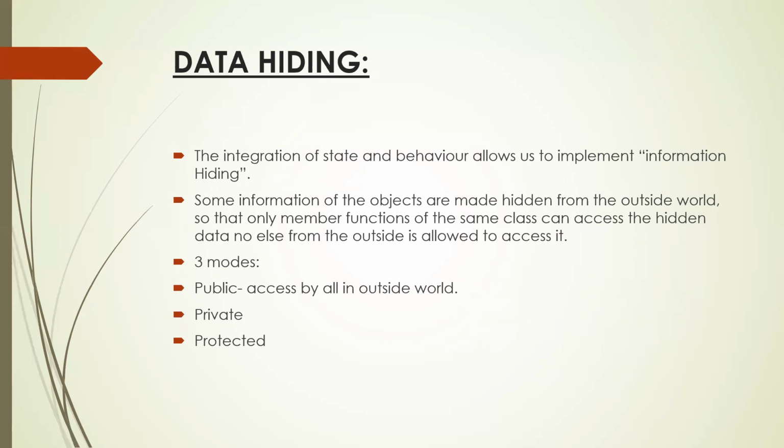Some information of the objects is made hidden from the outside world so that only member functions of the same class can access the hidden data. No other member function from the outside is allowed to access the data. For this, we have three modes, that is public, private, and protected. If we define our class in public mode, then it can be accessed by all in the outside world. But if we define our class in private mode, then only the member functions of that class can access it.